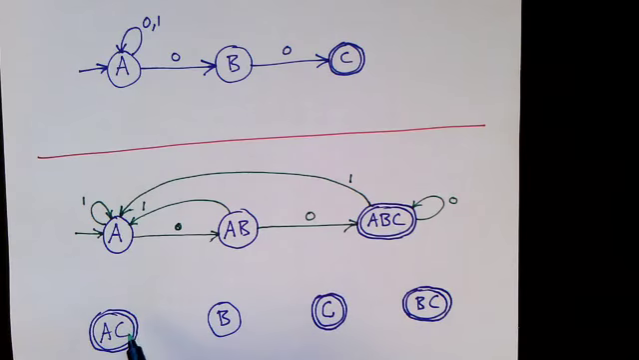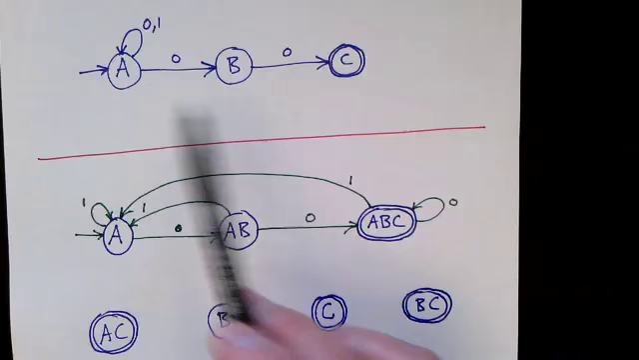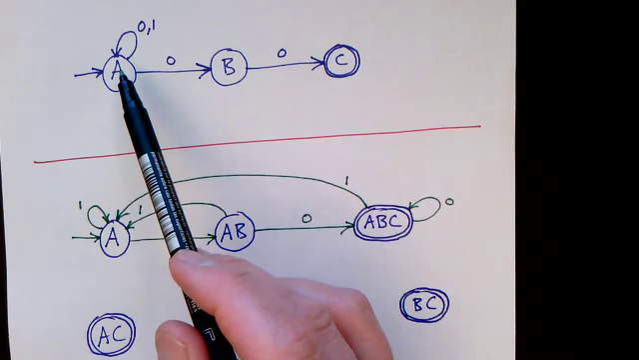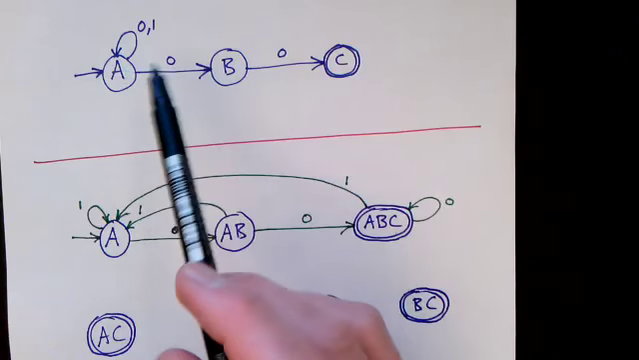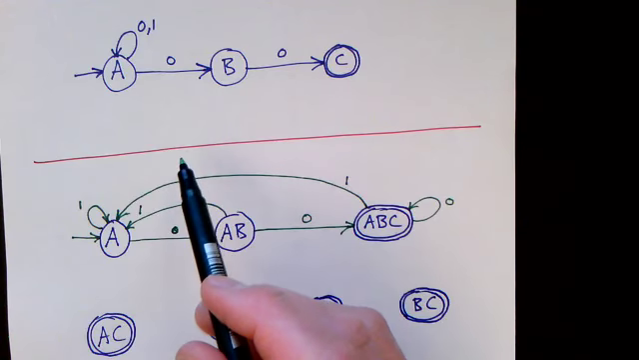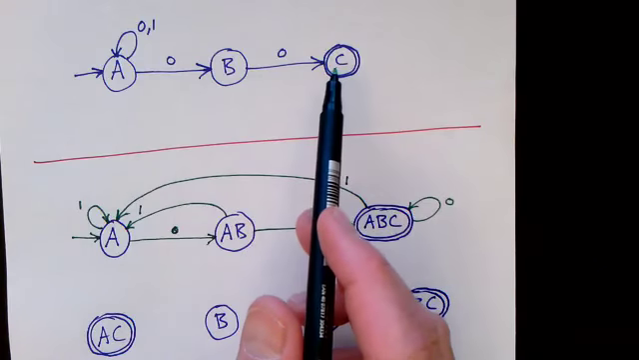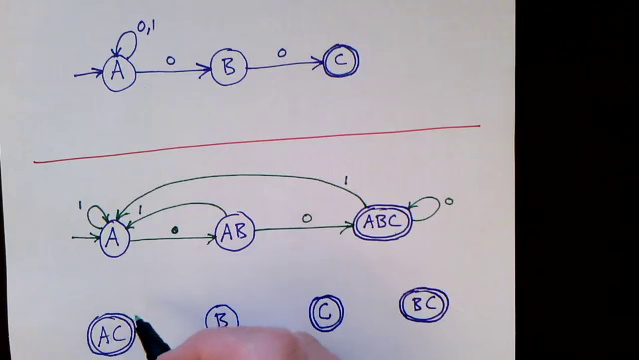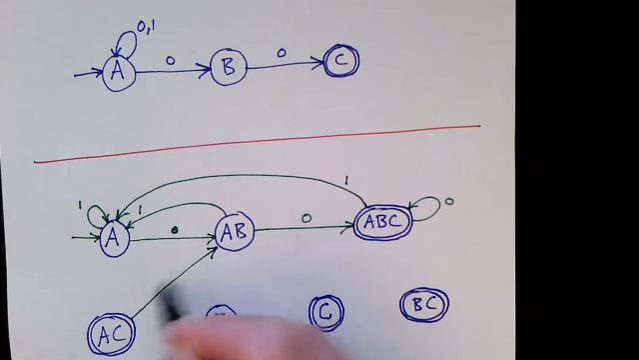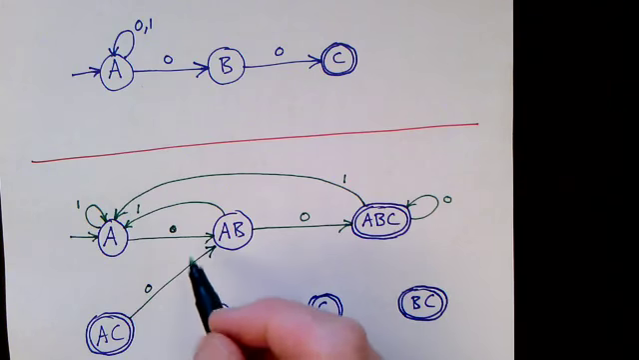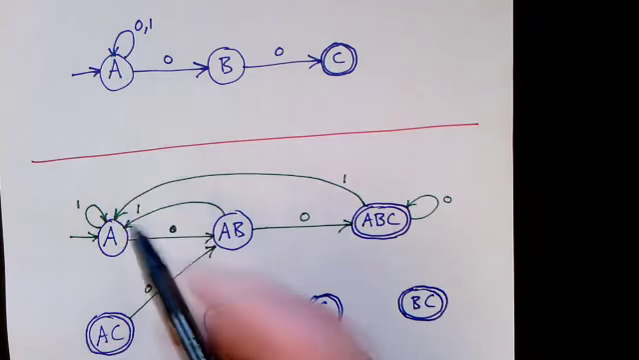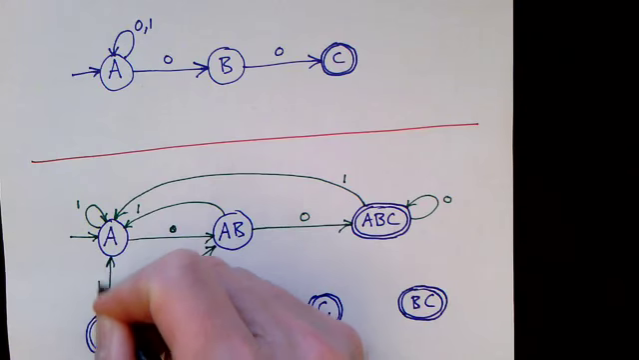Now what if we were in states A and C and we saw a 0? Well, if we're in A, we stay in A or go to B on a 0. And if we are in C and we see a 0, we have no place to go. So if we are in state A or C and we see a 0, we go to state AB. I believe that's correct. If we see a 1 in states A and C, we have only one place to go, and that's state A, so we'll put an edge 1 there.